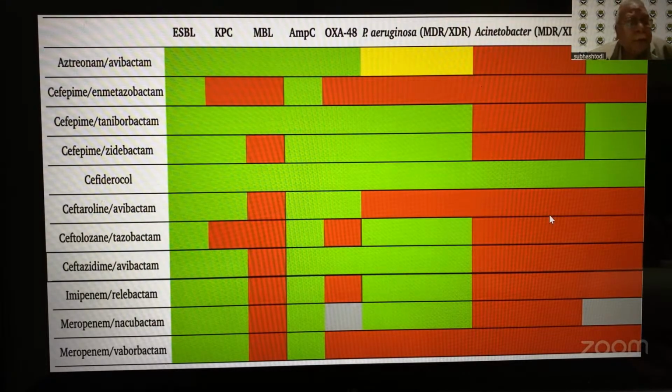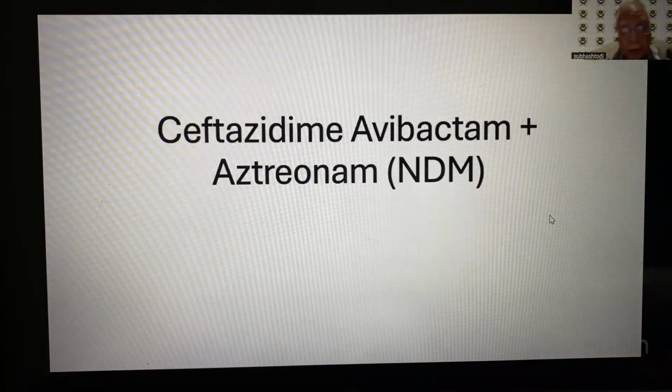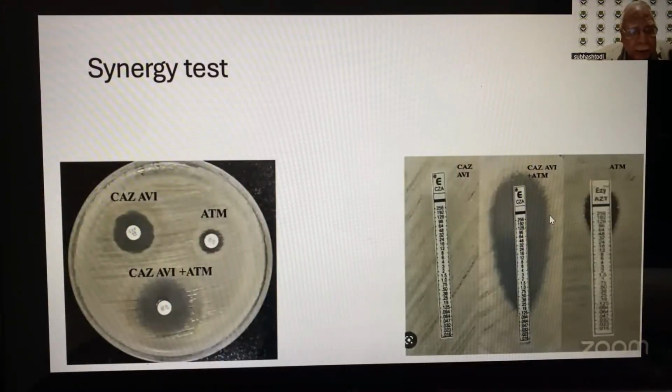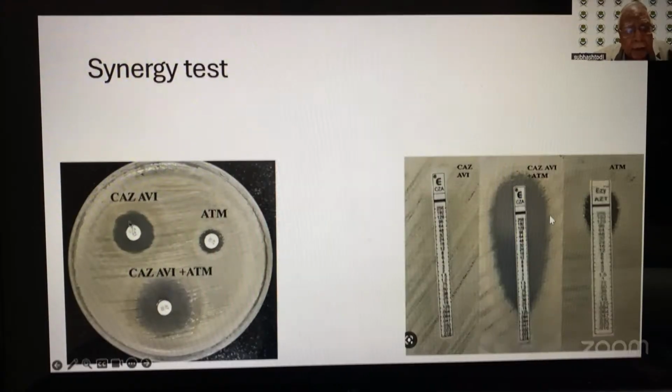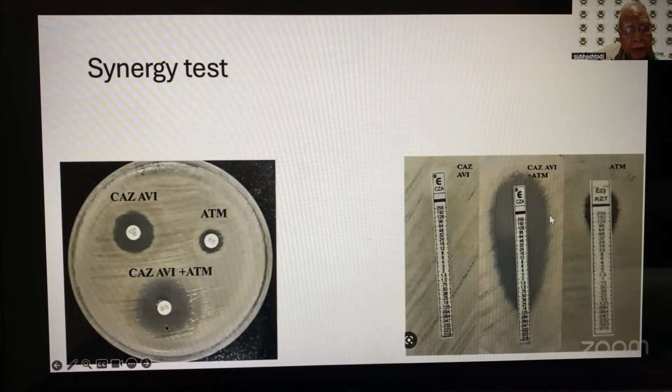So we have been using ceftazidime avibactam whenever we think it's a carbapenem-resistant infection. But the problem is in the empirical setting, we miss NDM. So is it good enough, ceftazidime avibactam? And that's why we have been trying to use what is called a combination: if ceftazidime is resistant, aztreonam is resistant, you mix them together and they become sensitive.